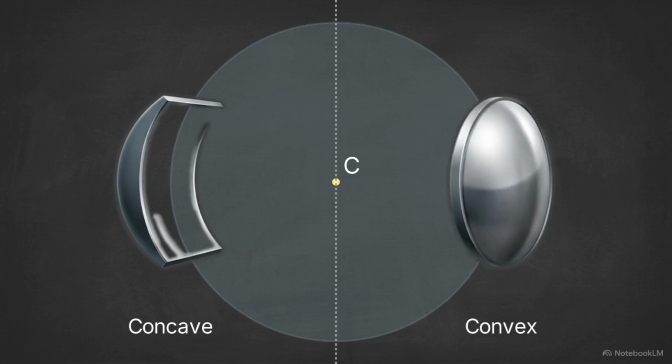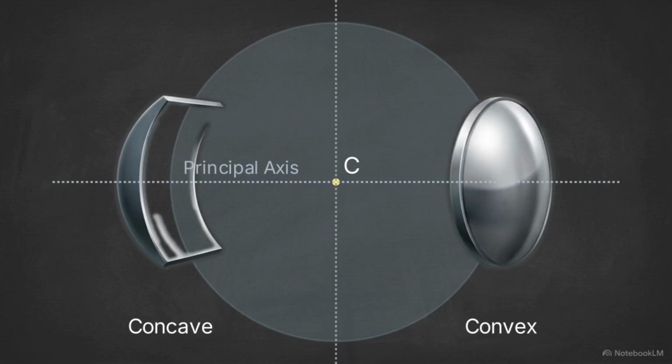We map these curves using strict geometric markers. The imaginary straight line running directly through the middle is the principal axis. The exact central point on the mirror's reflecting surface is the pole, and the dead center of that original imaginary sphere is the center of curvature.